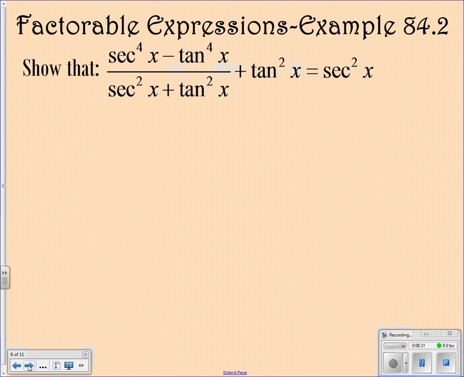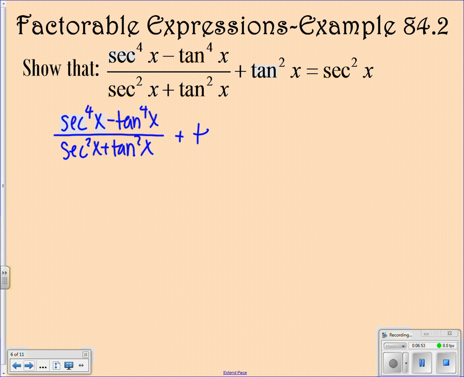Let's look at another one. We want to show that these equal each other. So we're going to start with the left side. We want to show that it equals the right side. So write down your left side. So the left side, we want to factor the numerator here.